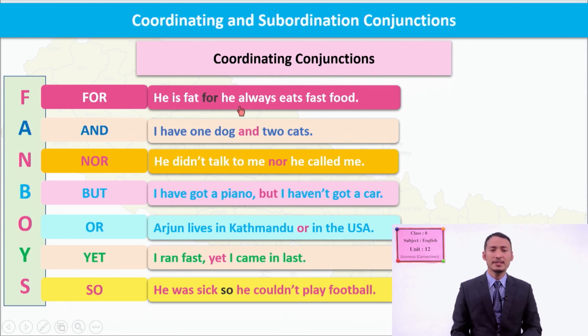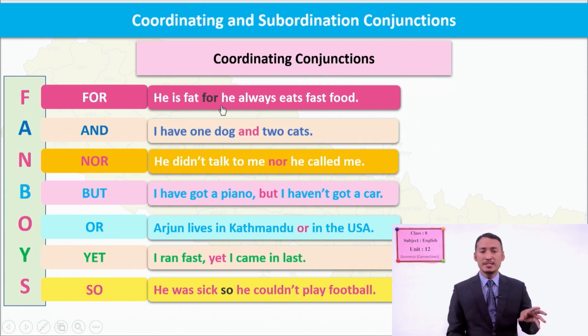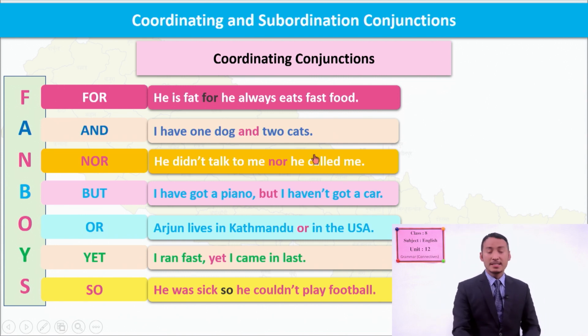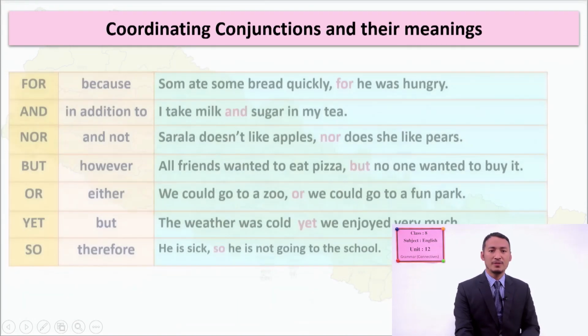Some are showing reasons, some are showing contrast, and some are showing the equal level of sentences, two similar sentences joined together, like I have one dog, I have two cats. You can join them with and. Okay, now let's see their meaning in more detail.